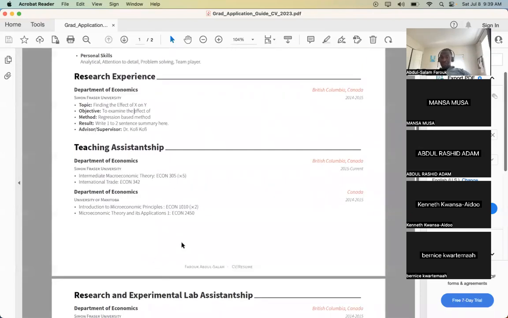Now, teaching assistantship, very important if you have any teaching role. So this is how to go about your teaching assistantship as well. Be very specific. Again, as you might have realized, I always start with the department, the school, the location, and then the year. Now, if you are to teach a course, I always recommend you put the course code there. So for instance, you might say I taught intermediate microeconomics, but someone will think of this as a level 100 course, but it might not necessarily be a level 100 course. It might be a 300 level course or a 400 level course, which is a higher course in some respect.